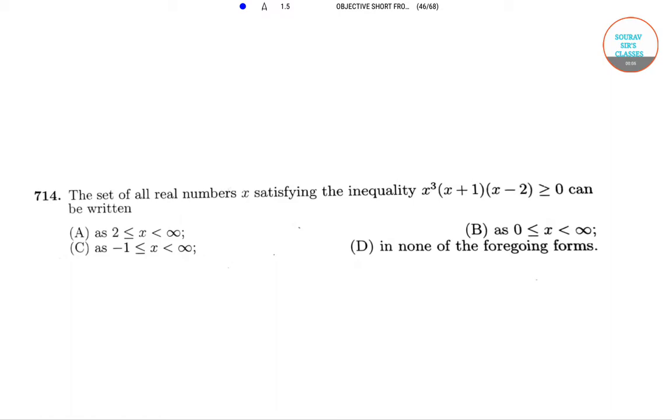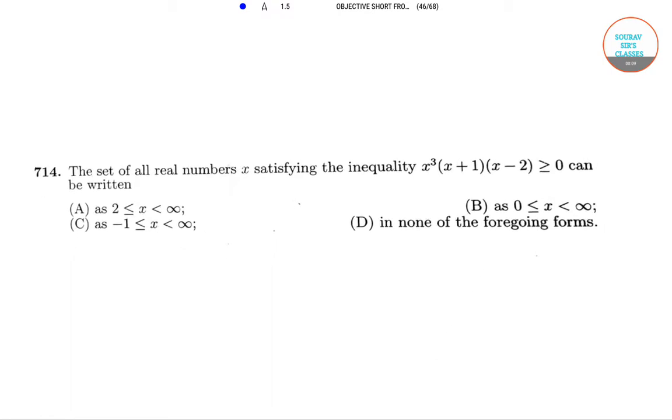In this video, I will be solving some objective questions from the book Tomato. Now in our first question, we have to find the set of all real numbers x satisfying the inequality x cubed into (1 plus x) into (x minus 2) which is greater than or equal to 0.